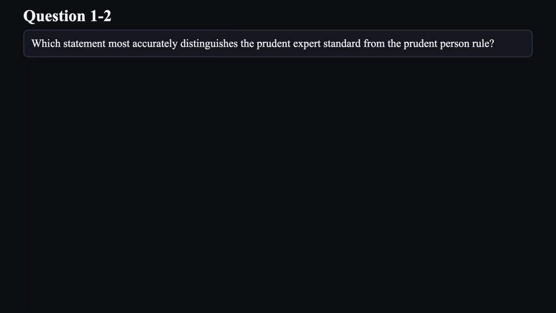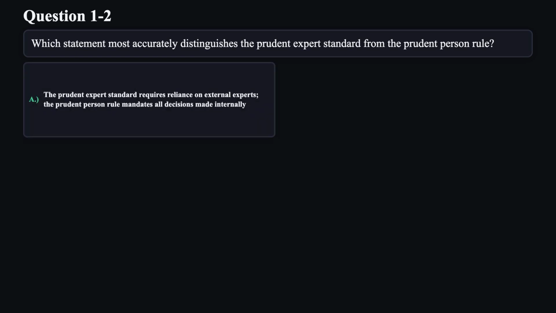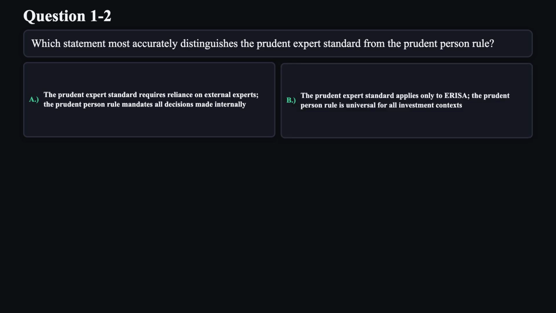Question 2. Which statement most accurately distinguishes the prudent expert standard from the prudent person rule? A, the prudent expert standard requires reliance on external experts. The prudent person rule mandates all decisions made internally. B, the prudent expert standard applies only to ERISA. The prudent person rule is universal for all investment contexts.